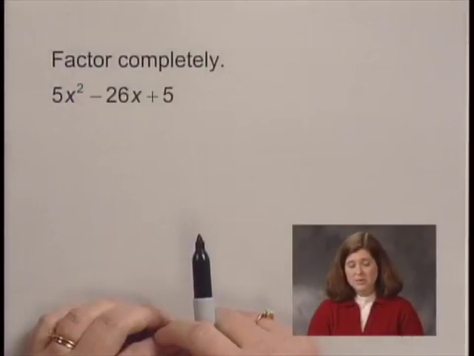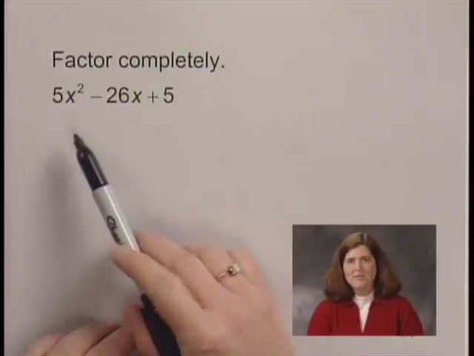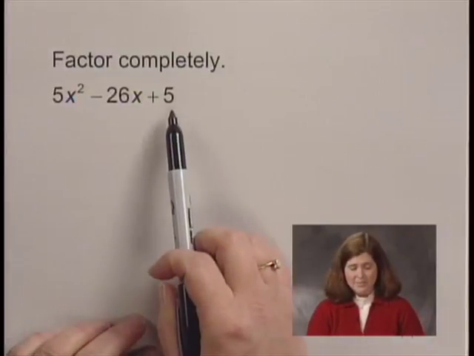In this problem, we'll factor a polynomial. We'll factor the polynomial 5x squared minus 26x plus 5. We first of all check to see if there are any common factors, and there are none.